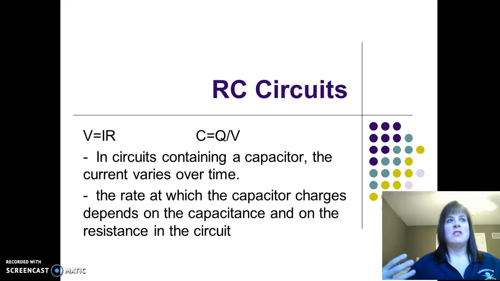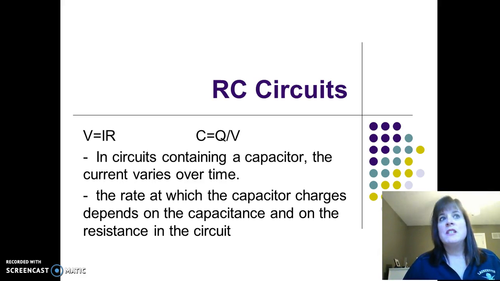As we start with an initially uncharged capacitor and we build up charge, the current begins to decrease. And then when we discharge the capacitor, again, the current begins to decrease until it becomes zero. And the rate at which this charging and discharging happens depends both on the capacitance of the capacitor and the resistance of the resistor in the circuit.